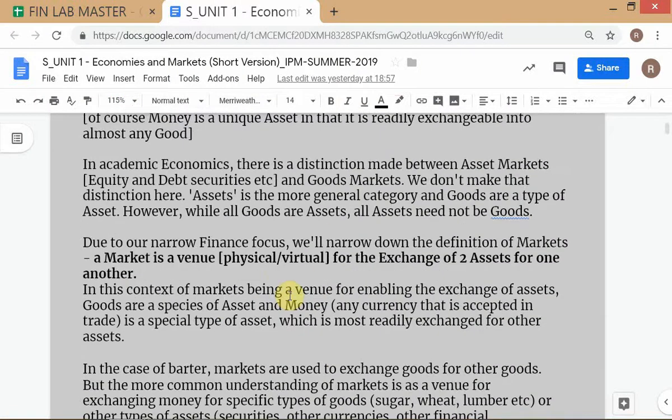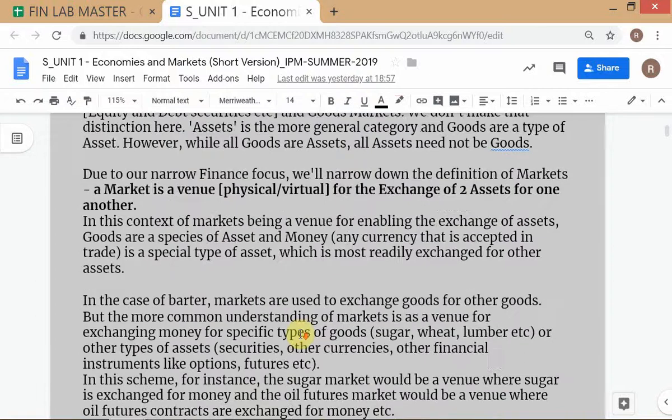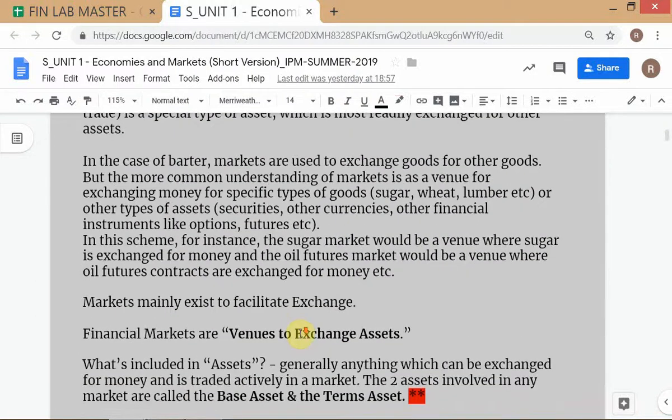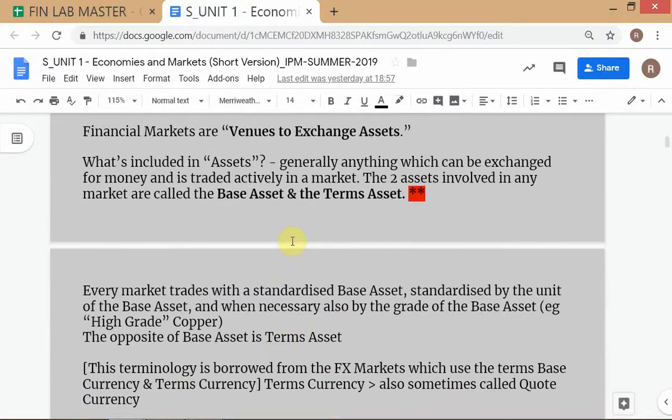So far everybody has understood that we have defined a market as a venue for exchanging two assets. So in any market we are looking at two assets. And we have defined certain terms. We call them base asset and terms asset. Just to quickly recap once again, what is base asset and terms asset? If you ever forget, you can just work it out with a simple example that you're familiar with.